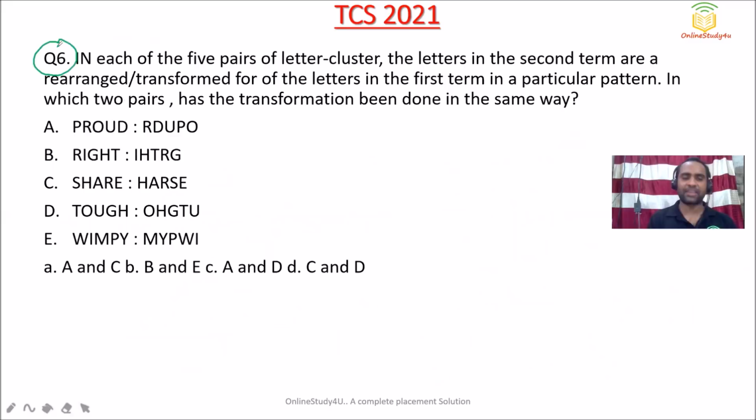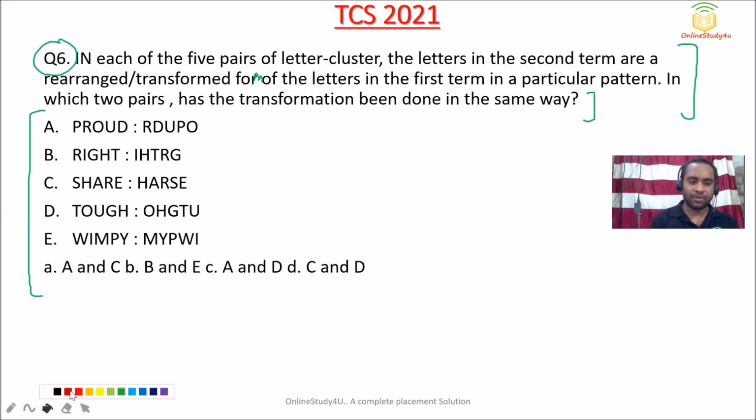Now friends, question number 6. In which of the 5 pairs of letter clusters are the letters in the second term a rearranged, transformed form of the letters in the first term in a particular pattern? In which pair has the transformation been done in the same way? So this is a very simple question. Friends, you can do it in a very simple way. I will tell you, so you just mark it.